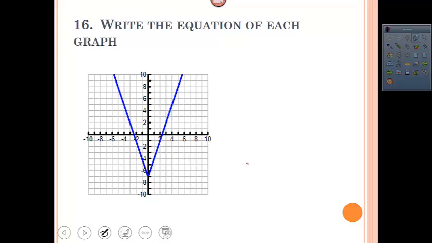Okay, same deal here. What do you do? Find the vertex. So we know the vertex here is 0, -7. That's your h and that's your k. So plug it into the formula. You've got y equals absolute value of a, x minus h, plus k.